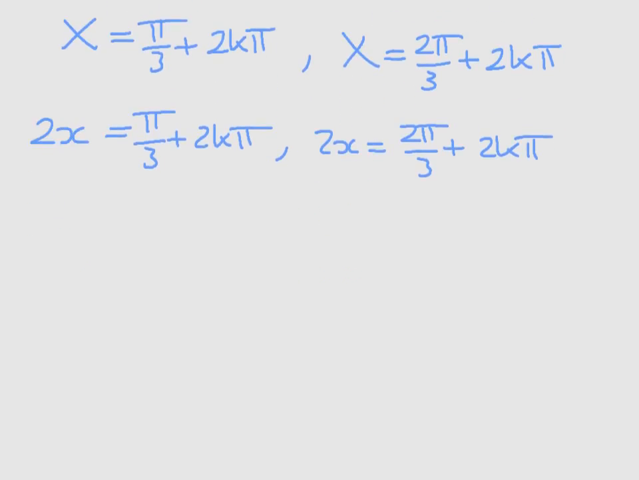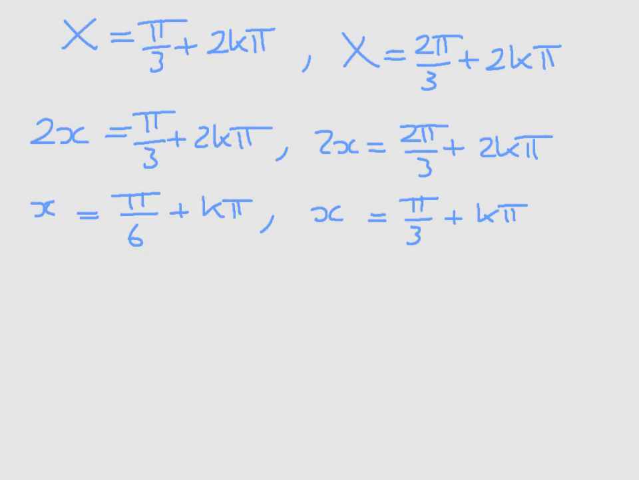Since we're looking for x, we have to divide both of these equations by 2. So dividing by 2, the first one becomes x equals pi over 3 divided by 2 becomes pi over 6. And 2k pi divided by 2 simply becomes k pi. And the second equation will become x equals pi over 3 plus k pi. There you go. We now have to look into all the different possible values that k can take.